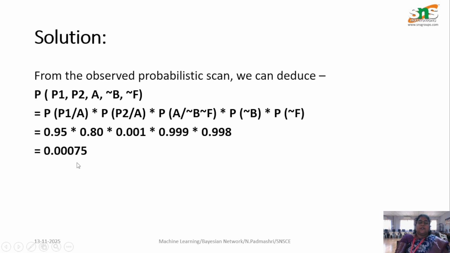That is the probability for this question, where the persons either have called or may not have called, and the burglary either has occurred or not occurred. This is the way conditional probability works in a Bayesian network. So thank you so much.